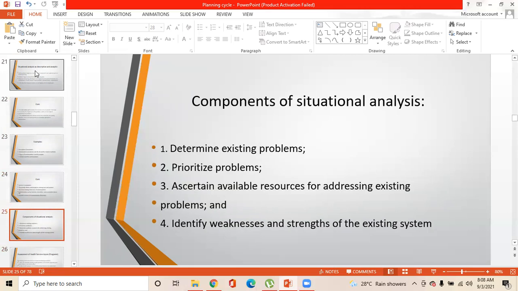Components of situational analysis are to determine existing problems, prioritize problems, ascertain available resources for addressing existing problems, and identify weaknesses and strengths of the existing system.